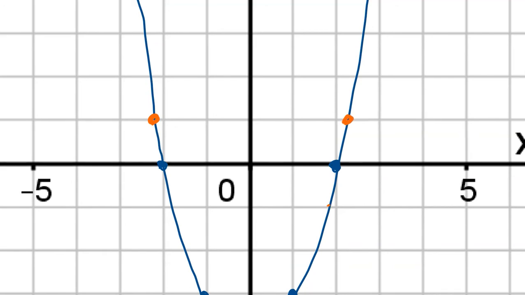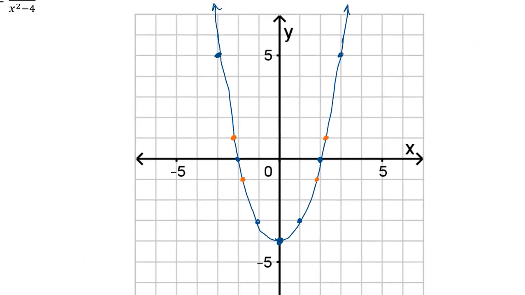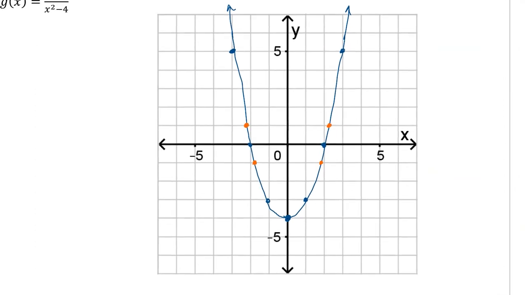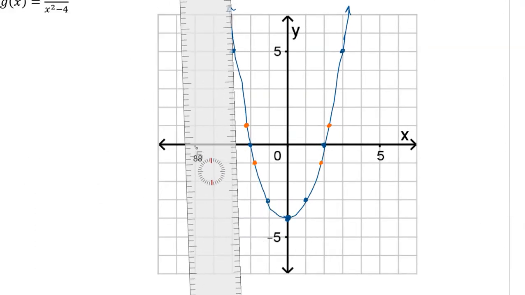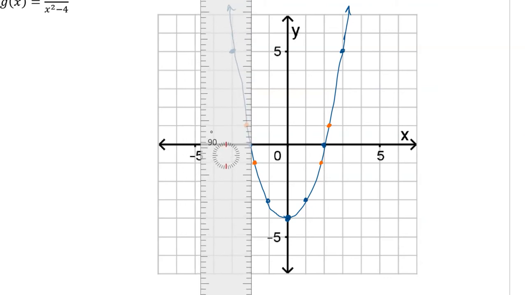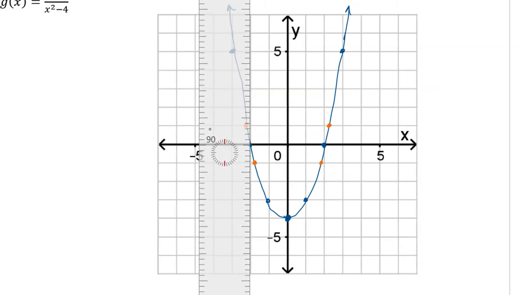And negative ones. So we've got 2 of each this time. That's step 1. Step 2 is draw in your asymptotes. Asymptotes go through the x-intercepts.